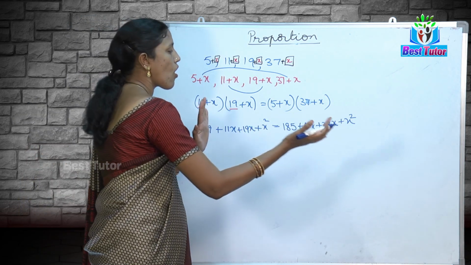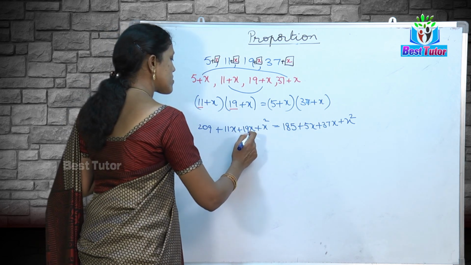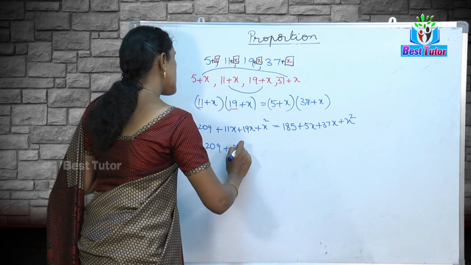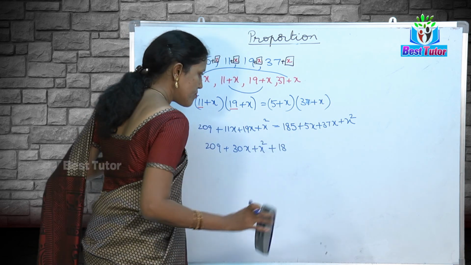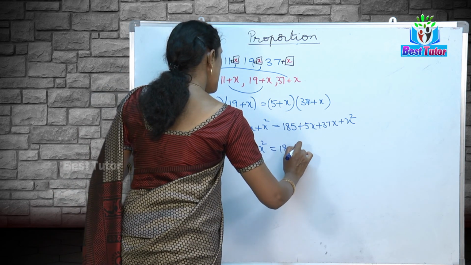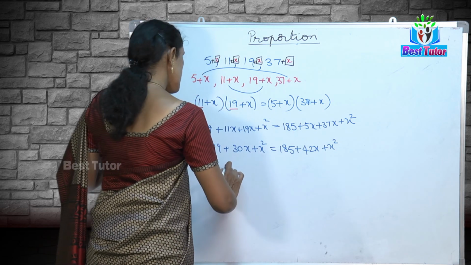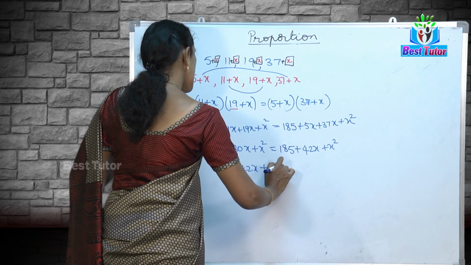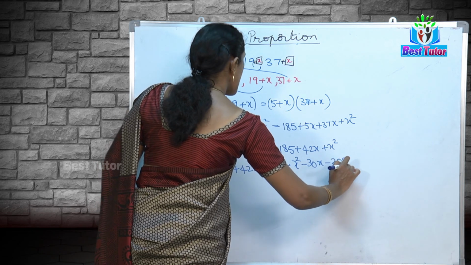Now we are going to bring all the terms to one side of the equation and we are going to solve it. 209, 11x, 19x, x square. So it's going to be 209 plus 30x plus x square is equal to 185 plus 42x plus x square. Then 42x plus 185 minus x square minus 30x minus 209 is equal to 0.